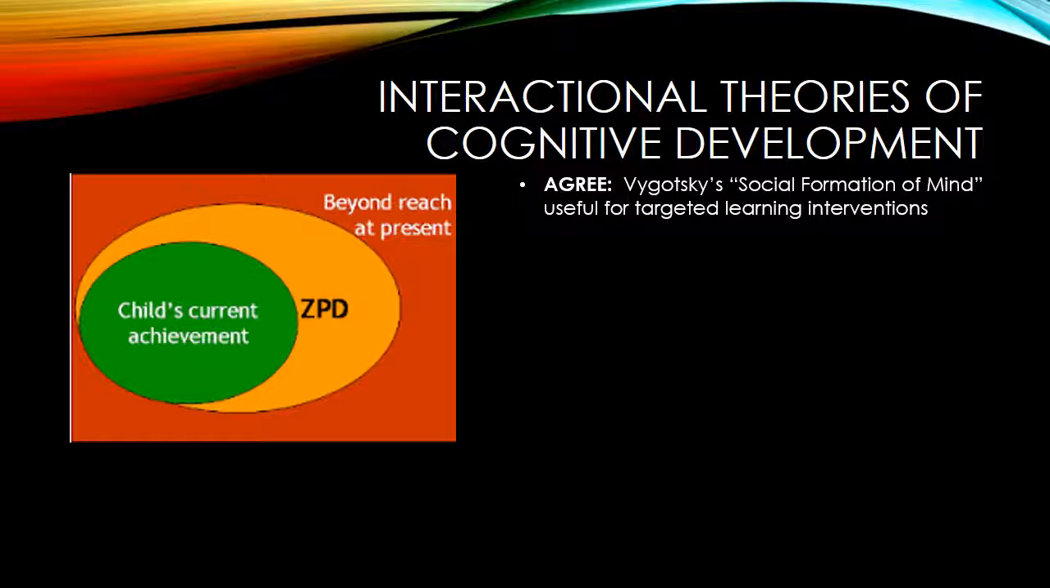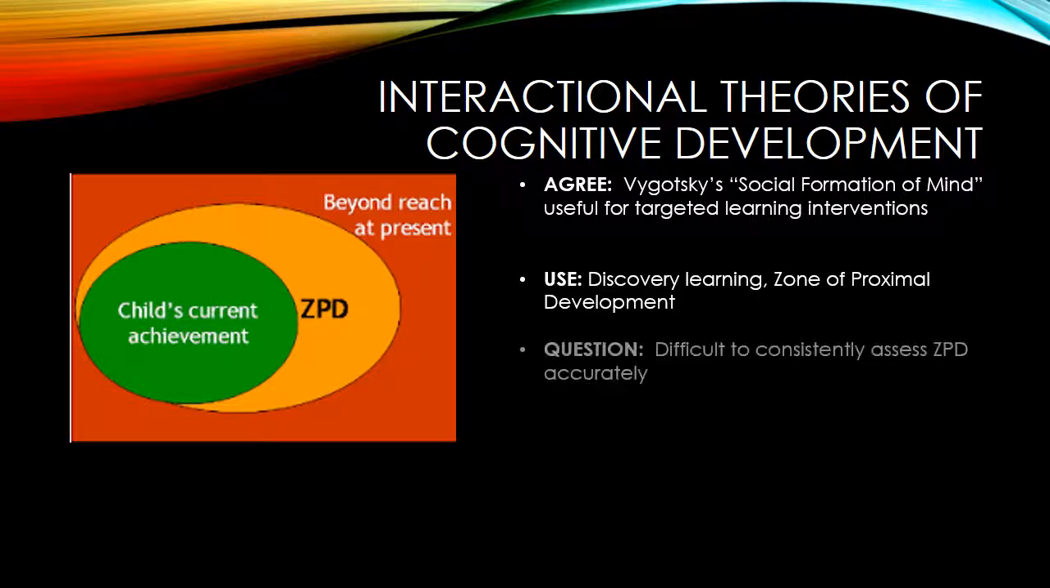So now let's look at interactional theories of cognitive development. So I totally agree with Vygotsky's social formation of mind. I think the zone of proximal development is an excellent tool to help establish where a person is in terms of the nearest low-hanging fruit they can get to from a learning perspective.